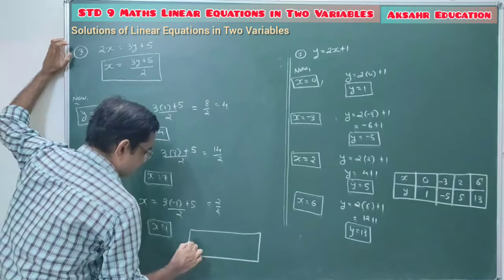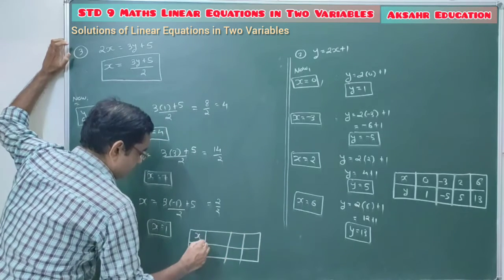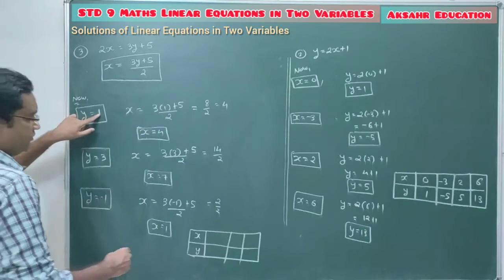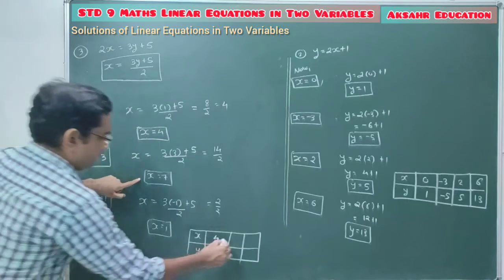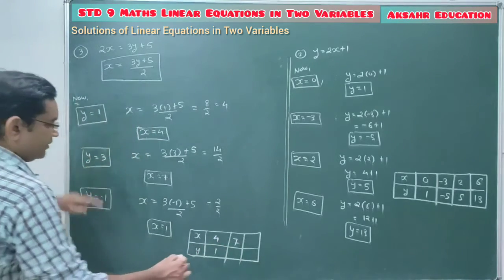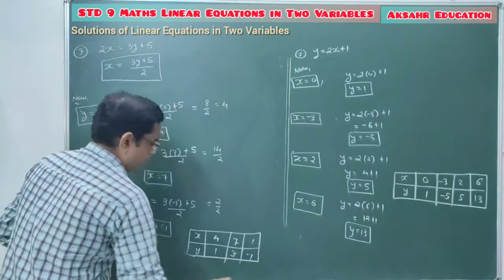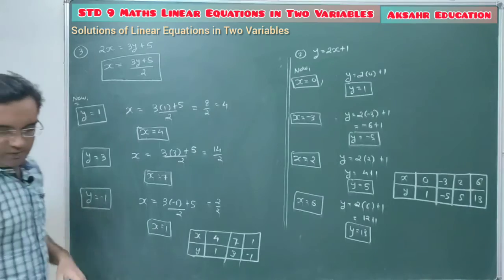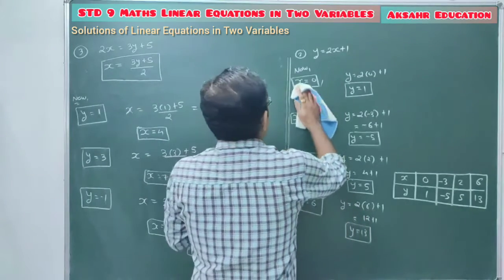Now draw the coordinate box. So this will be your coordinate box. Put the value of y and x over here. So when x is 4, corresponding value of y is 1. When x is 7, corresponding value of y is 3. And when x is 1, corresponding value of y is minus 1. This is the coordinate box for this equation number 3. Clear, students?